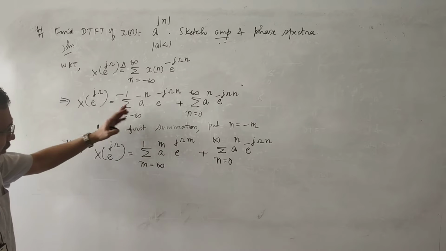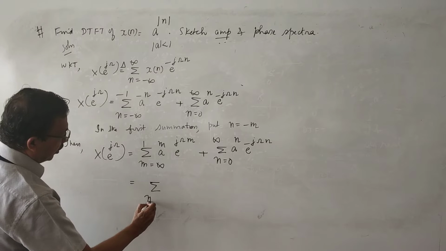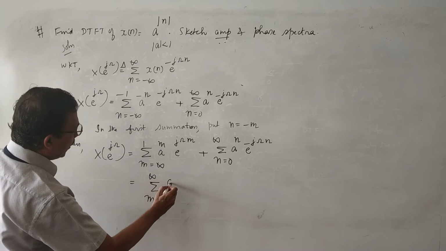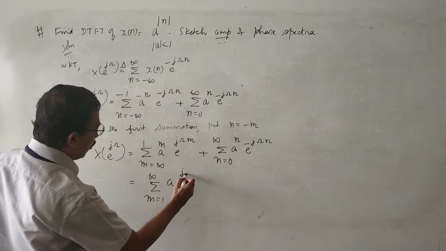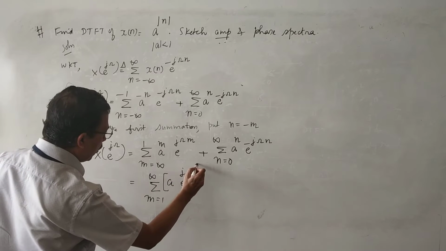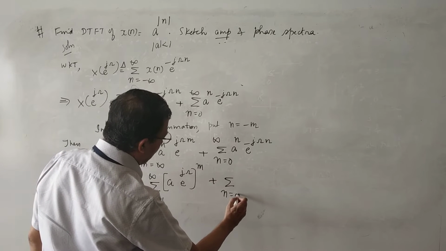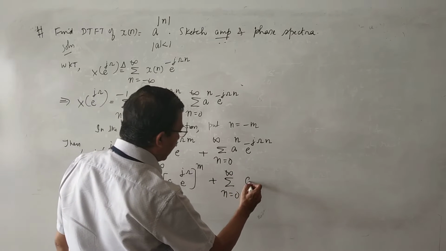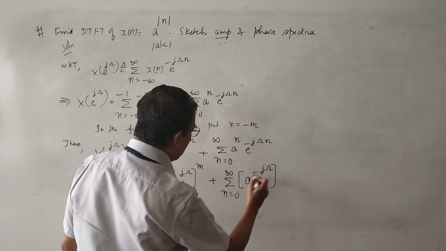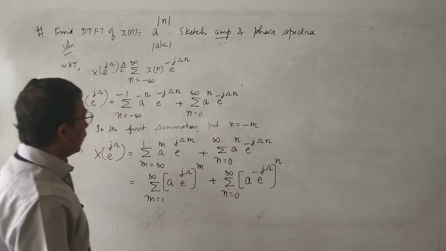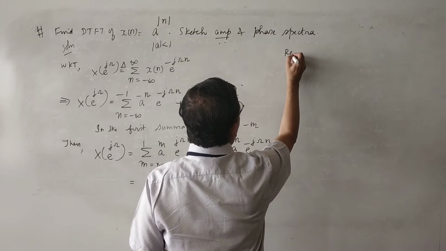We will interchange the summation limits. That will not affect the sanctity of the equation. Summation m equals 1 to infinity of a into e to the power j omega, whole to the power m, plus summation n equal to 0 to infinity of a into e to the power minus j omega, whole to the power n. Now we have to evaluate these two summations, for which we require this formula.